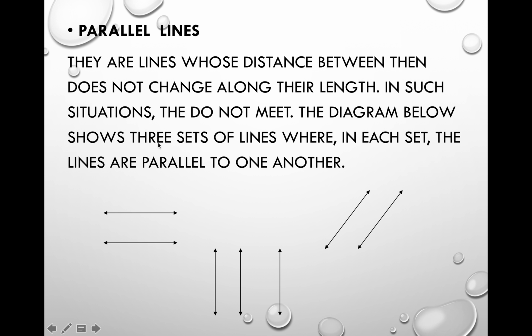The diagram below shows 3 sets of lines where, in each set, the lines are parallel to one another, meaning that when they talk about the distance, they mean the distance from one line to the other. They do not meet. So all 3 of these are parallel. These 2 are parallel even though they're diagonal, but they still will not touch.